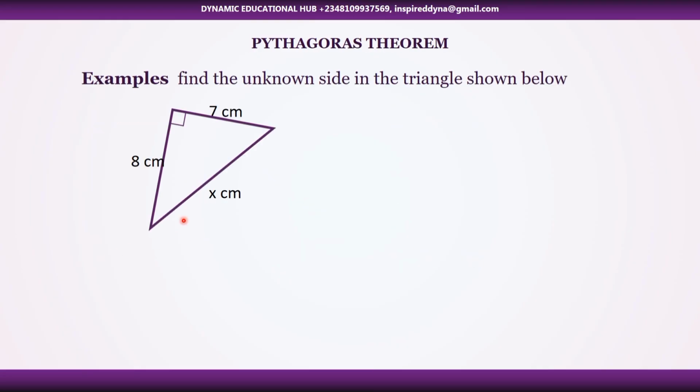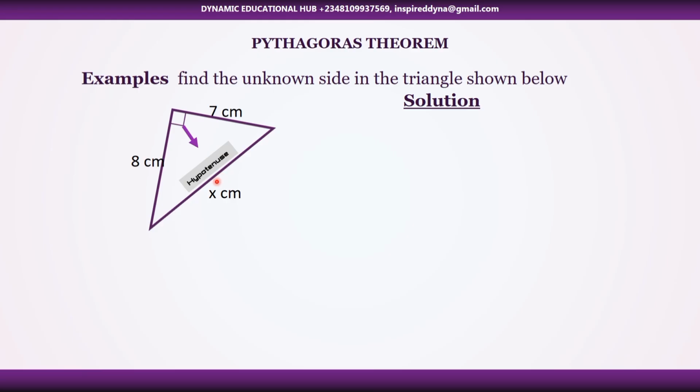Find the unknown side in the triangle shown below. So we want to use Pythagoras theorem. Solution. Let's observe the triangle. This is a right angle triangle. That's the first thing you need to understand before you start jumping into any question like this. Why is it a right angle triangle? Because of this symbol. And this side happens to be our hypotenuse, because it is facing the right angle.